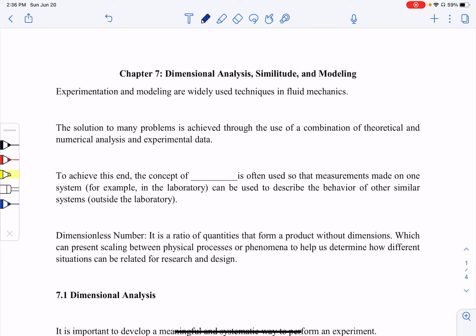problems so they can interpret the data that comes from the experimental data and have a better understanding of the data. So in this chapter, we consider some techniques and ideas that are important in the planning and execution of the experiments. So first, let's talk about one definition, which is similitude.